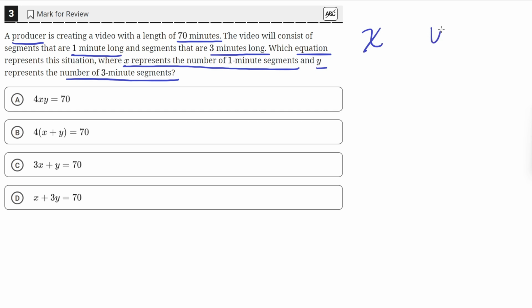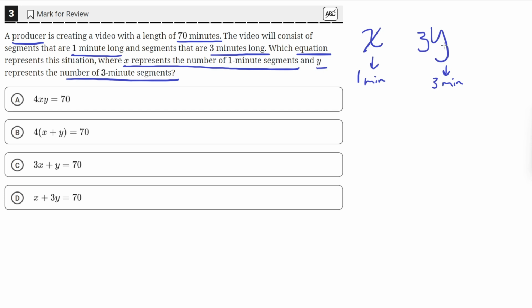So we have x and y, where x is the number of 1 minute segments and y is the number of 3 minute segments. In order to find out the total duration of all of the 3 minute segments, what we can do is multiply y with 3, because each segment that is in y, since y is the number of 3 minute segments, is 3 minutes long.